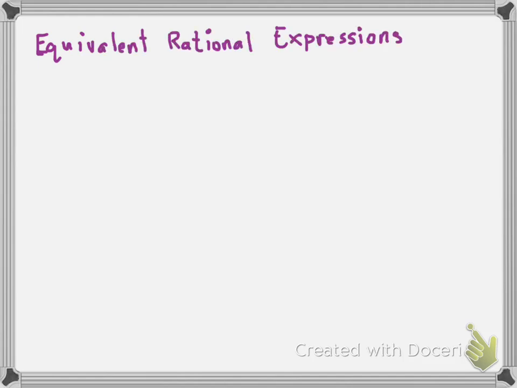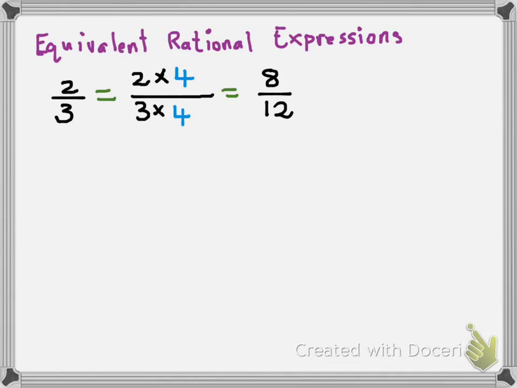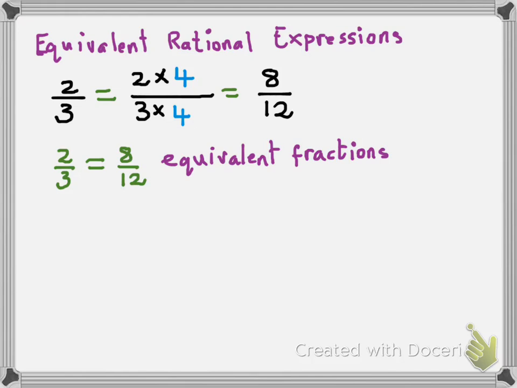Before we go on, I've asked you to do an exercise. Let's talk about equivalent rational expressions. Now, this comes from fractions, equivalent fractions. So when do you say that two fractions are equivalent? Well, you say two fractions are equivalent if you can go from one fraction to the other by multiplying the numerator and denominator by the same number, or dividing them by the same number. For example, 2/3 is the same thing as 8/12, because you can multiply the numerator 2 by 4 and multiply the denominator 3 by 4 to get 8/12. Therefore, 2/3 and 8/12 are said to be equivalent fractions.